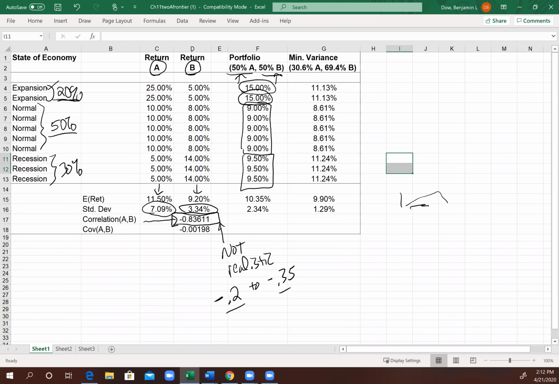So if we look at the correlation between these two, you can see that they're negatively correlated. One goes up when the other is going down. But as a hypothetical example, it shows you half your money in A and half your money in B. Notice what happens in terms of the portfolio.